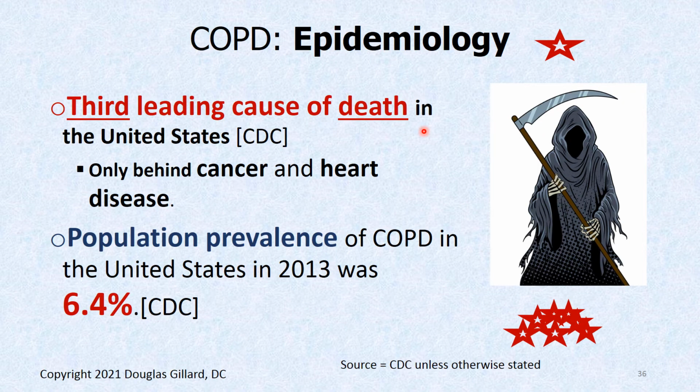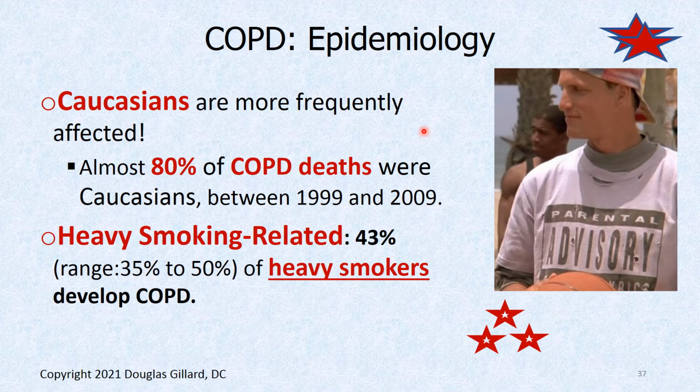What are some fun facts, or not so fun facts, about COPD? It's the third leading cause of death, only behind heart disease and cancer. It's also the second leading cause of morbidity behind heart disease. Population prevalence is 6.4% for COPD. That's a huge number. This is not like Marfan syndrome. It really likes white people. 80% of people who get severe COPD are white people. So it really picks on them.